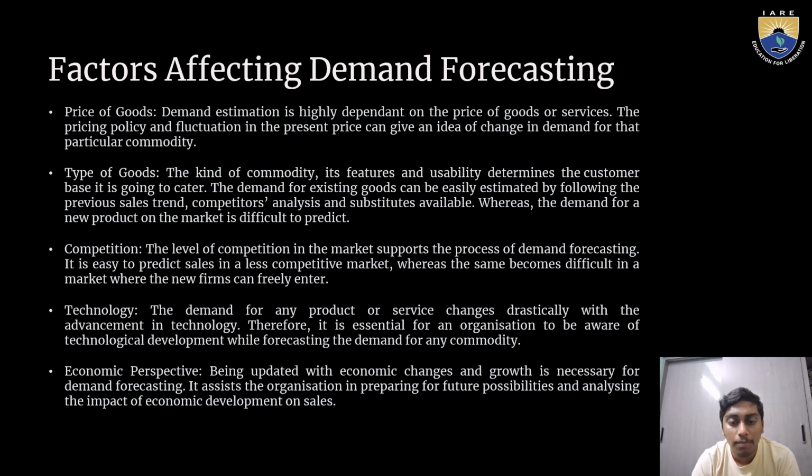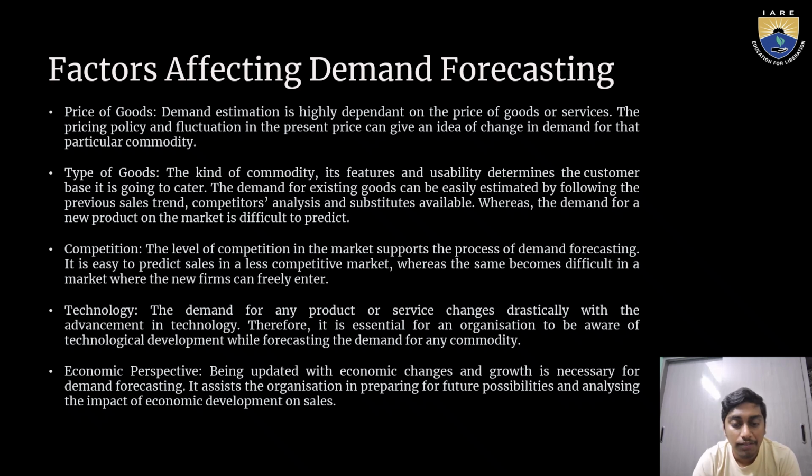Competition. The level of competition in the market affects the process of demand forecasting. It is easy to predict sales in a less competitive market, whereas it becomes difficult in a market where new firms can freely enter.